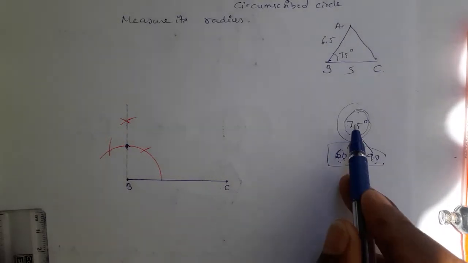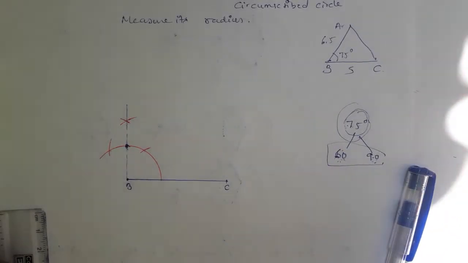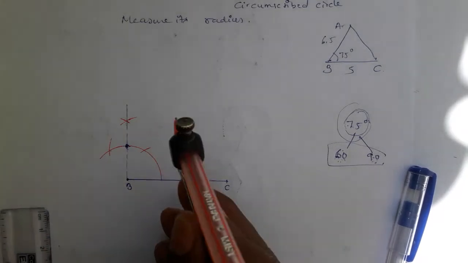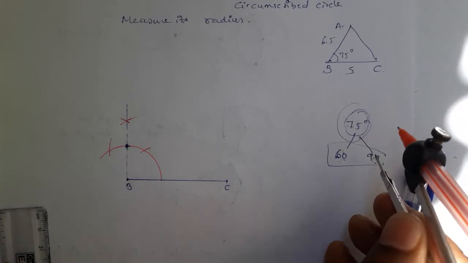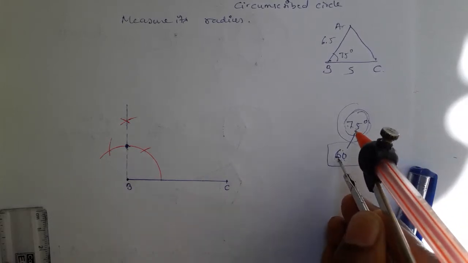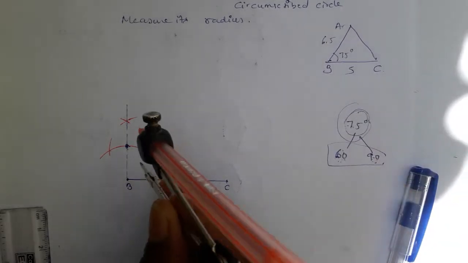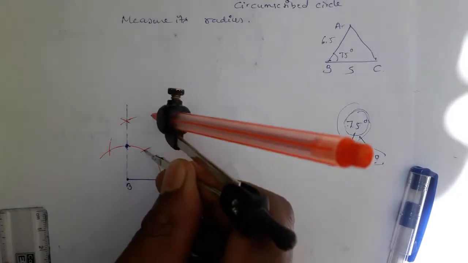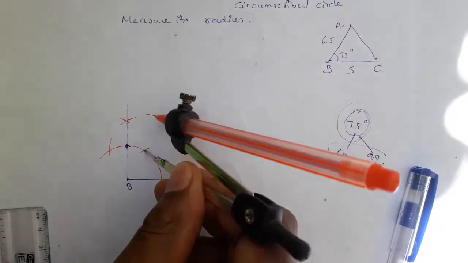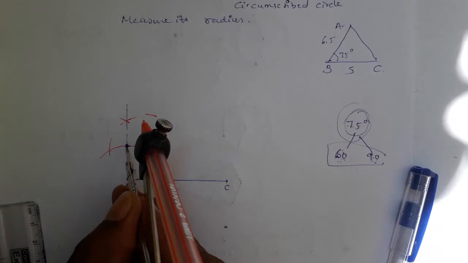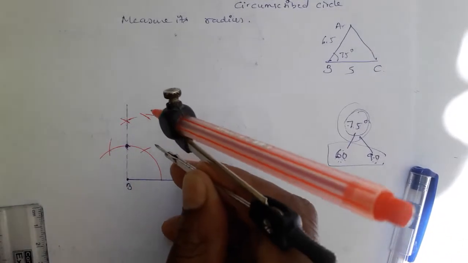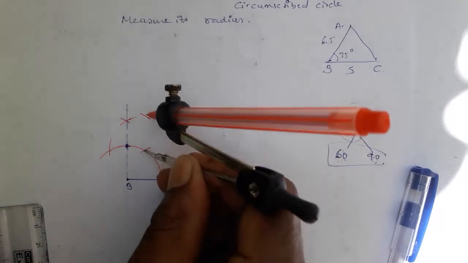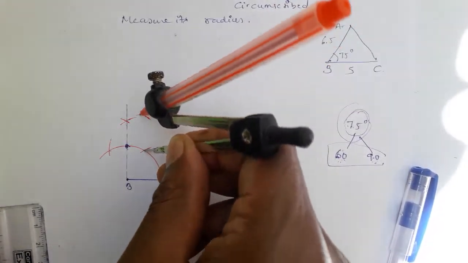Now next, what is our next work? 75 degree between 60 and 90. So what I do now, I take the compass again. To get 75 degree, I have to keep the compass at 60 and 90. If you keep the compass at 60 and 90, you will get 75 degree. Look at this, from 60 I am drawing one arc, then I keep at 90. Understand? From 90, one arc. So both are not meeting. Once again come back to 60 and make that arc lengthy.